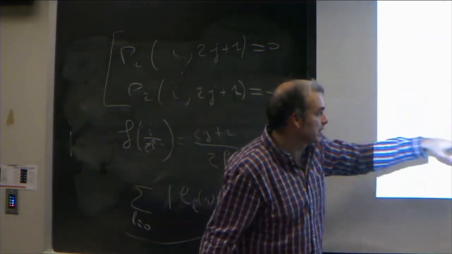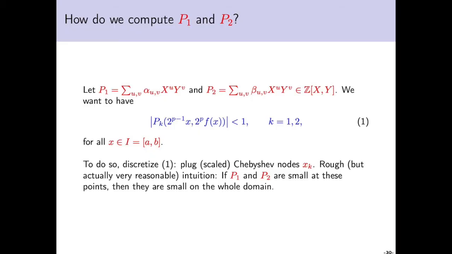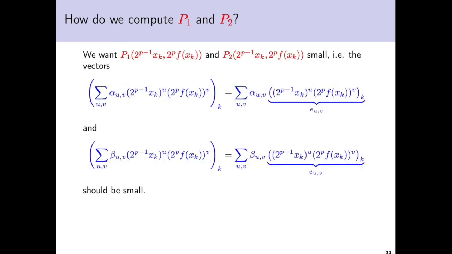So, I want these inequalities to be satisfied at the Chebyshev nodes. Okay, so I discretize the problem. I want this and this to be small for all k. So I'm just rewriting this condition. That means that this vector should be small, and this vector should be small as well. Now I rewrite this vector as this sum. Okay, so these are integer coefficients, and these are vectors.